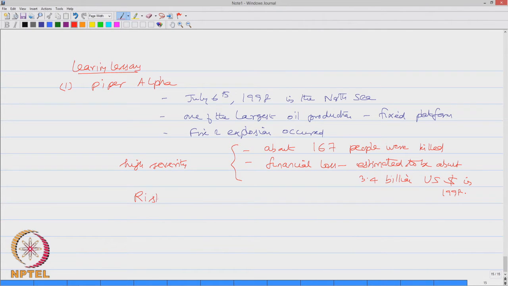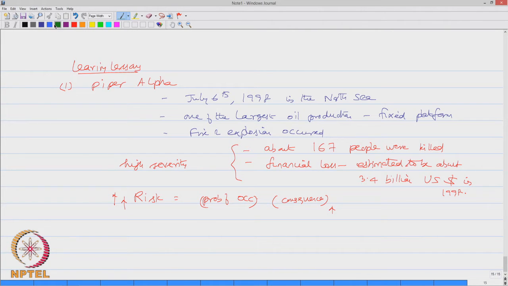Risk is actually a product of probability of occurrence into consequence. Since the consequence of this is very high, one can say that even though the probability of occurrence of such accidents is very minimum, very rare, the risk is of a very high order, because you can see the consequences caused by this single accident are enormous.